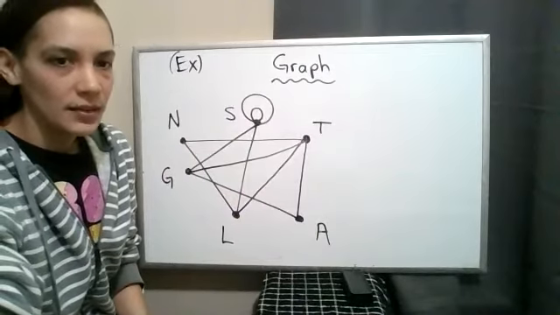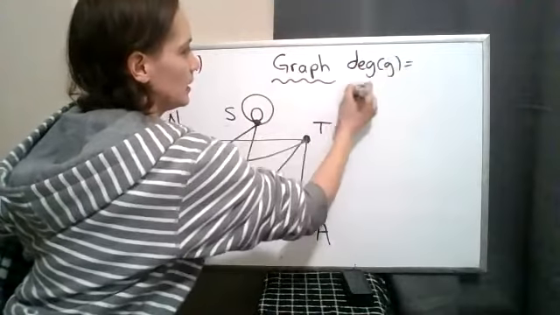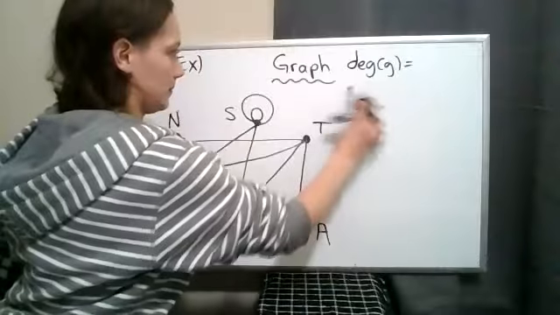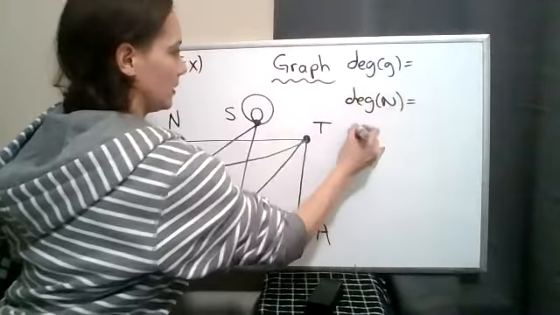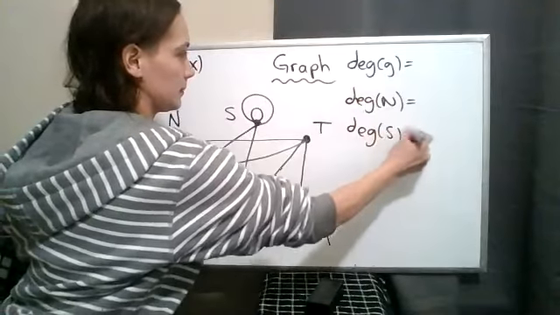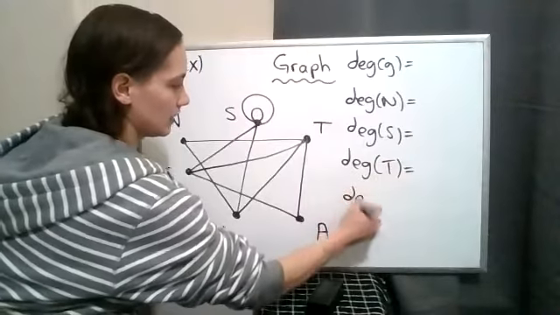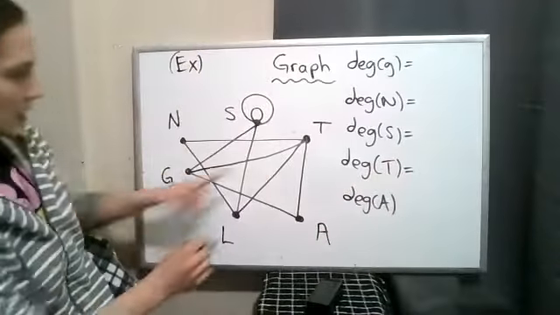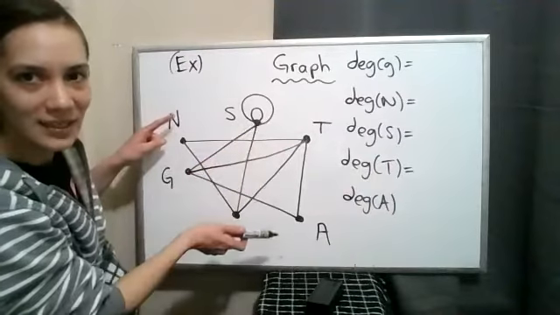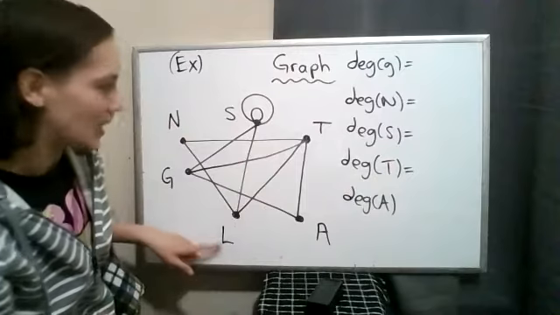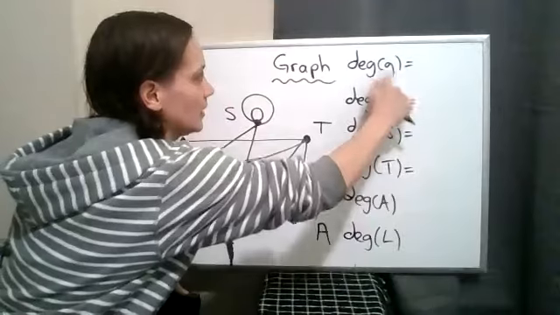Let's find the degree of G. Let's just look here. Degree G and degree N. Degree S. Degree T. Degree A. Does T go to G and L? T goes to G, yes, and T goes to L. And N and A. Thank you. Cool. And last one is degree L at the end. That's a capital G, actually.